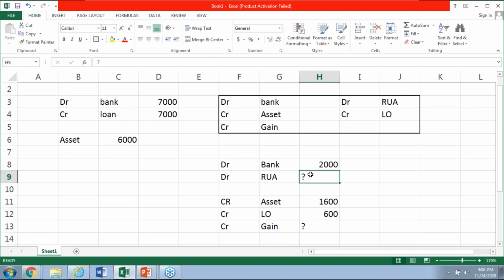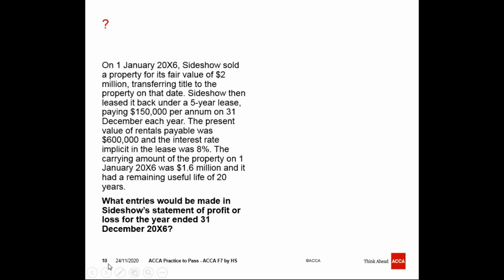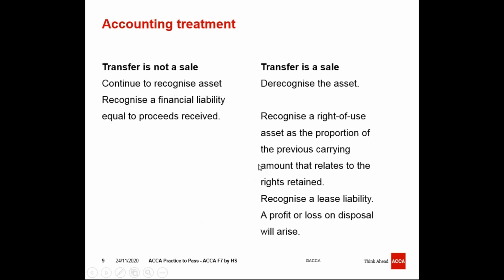Now what does IFRS 16 say about this particular value? Please read it very carefully. IFRS 16 says recognize a right to use the asset as the proportion of the previous carrying amount. So you have to recognize the right to use the asset as a proportion of the previous carrying amount. Previously the value of this asset is 1,600 and we have retained a percentage of that asset after the sale and leaseback arrangement. So you have to identify what percentage we have retained after the disposal.